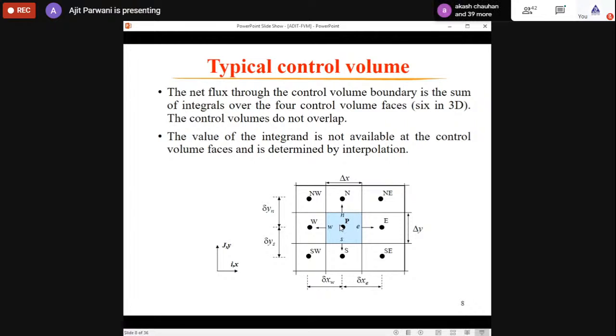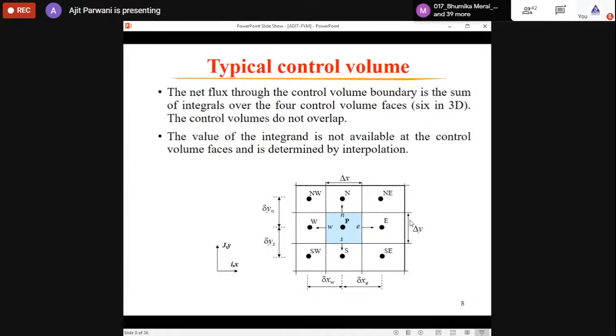For the two-dimensional problem, there are only two boundary nodes for this P. One is E and another one is W. There is no N, there is no S. Now this is the control volume, and for the two-dimensional problems, there are four control surfaces which constitute this control volume. This is the control surface E, this is control surface west, W, this is control surface N, this is control surface S. For the one-dimensional problem, there are only two control surfaces, the east control surface and the west control surface.